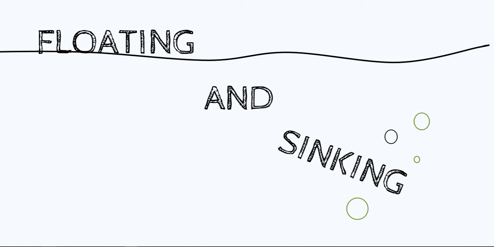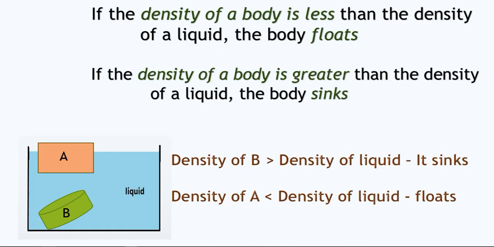When an object is placed in a liquid, the object's ability to float or sink depends on the object's density and on the liquid's density as well. If the density of a body is less than the density of a liquid, then the body will float in the liquid. On the other hand, if the density of a body is greater than the density of a liquid, the body will sink in the liquid.